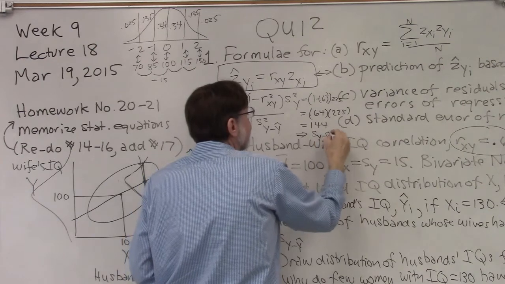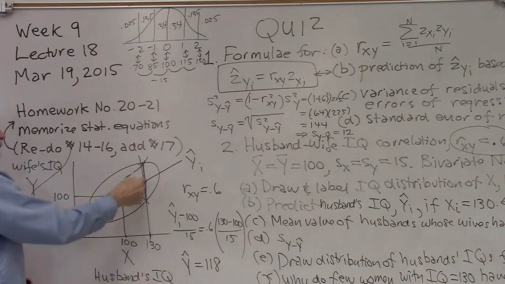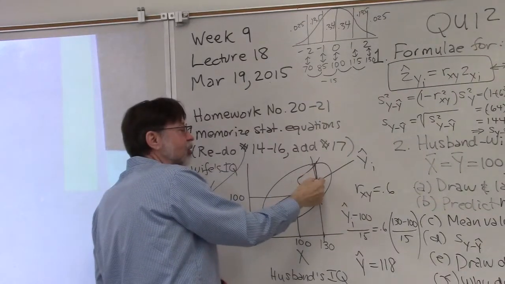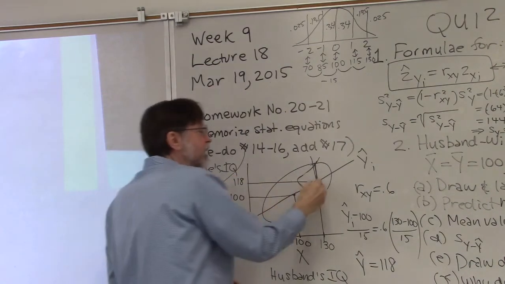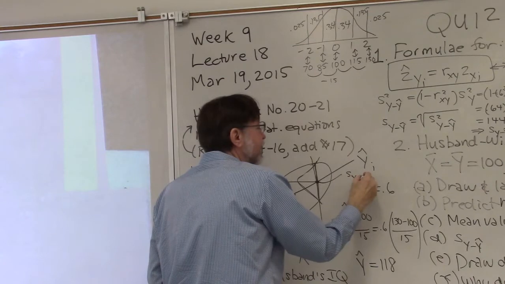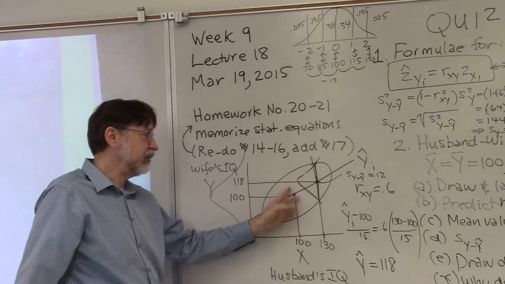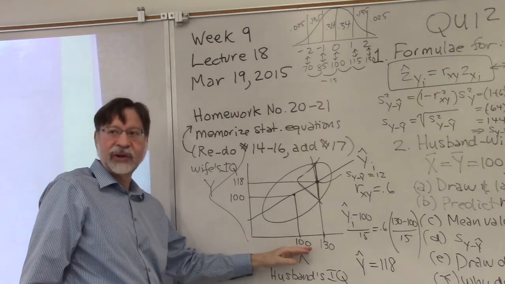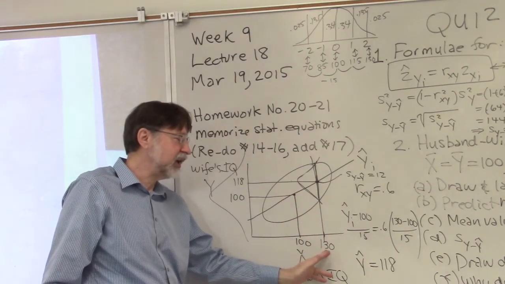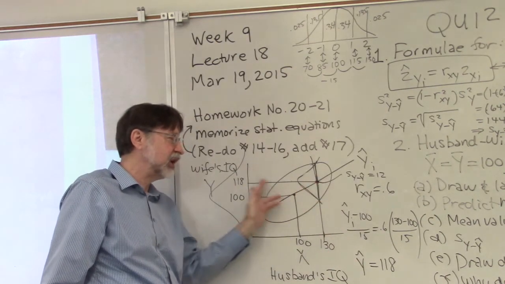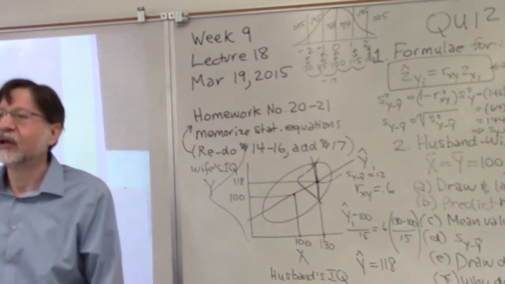Sy minus y hat is equal to 12. So the mean of the husbands' IQs is 118, and the standard deviation in this case, Sy minus y hat, is equal to 12. Now it would have been 15 if we didn't know anything about x. But given we know x, we know that the wife has a high IQ. You can guess that the husband's IQ is 118. The mean value is 118 with a standard deviation of 12. All right? So that's how that works.